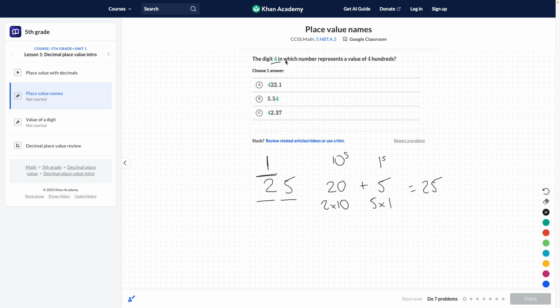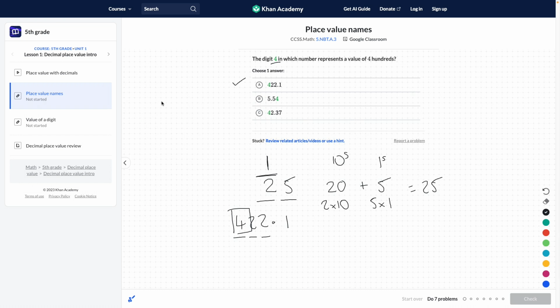So the digit 4 in which number represents 400s? Well, in the first one we have 422.1. This is the ones, this is the tens, and this is the 100s. So it looks like this one is correct first of all. Let's now look at the next one.